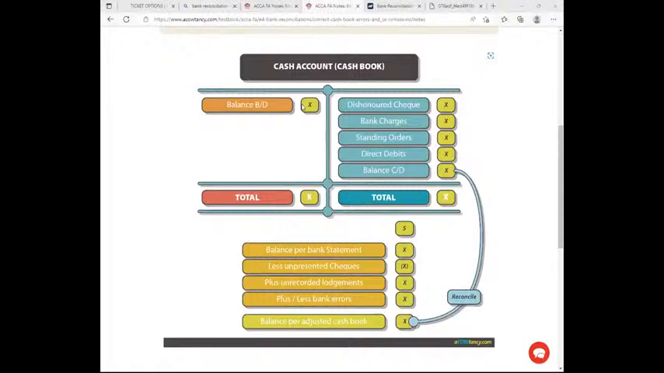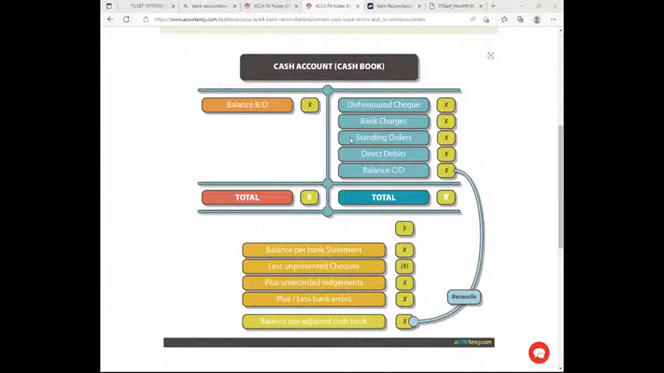The first one, you had received some checks from your customers. Customers, at times, give us bad checks. So if these checks bounce, what we call dishonored checks, I will come and credit to reduce my cash book. If there are any bank charges, I'll credit. If there are any standing orders that I had put in place, but of course I may have forgotten about them.